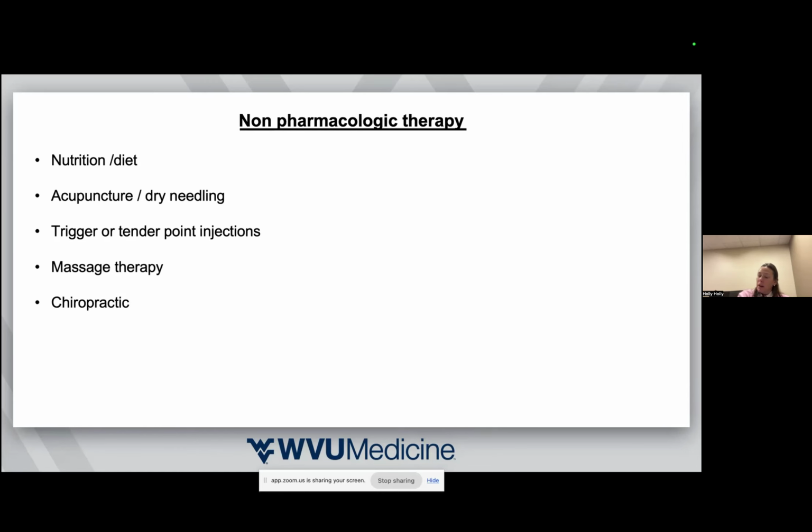Other things to think about: nutrition and dietary things that may be contributing. Acupuncture has been great, and dry needling has been a great opportunity for patients with fibromyalgia, just like it was in osteoarthritis. There has been some idea that trigger or tender points can be helpful. Massage therapy, again, this is a hit or miss. Some patients appreciate massage therapy. Others say it's too painful and it makes them feel worse. So not always great for every patient. And chiropractic, again, right patient population, depending on their other risks.